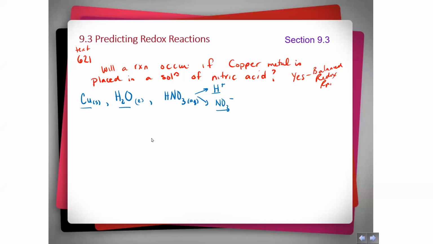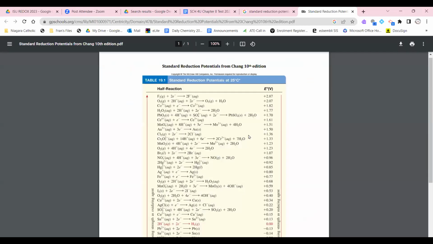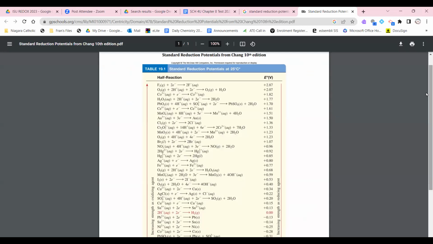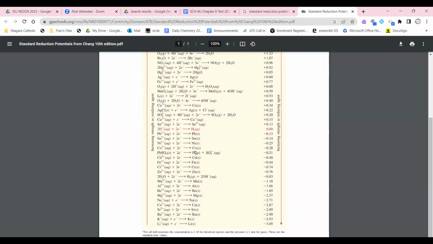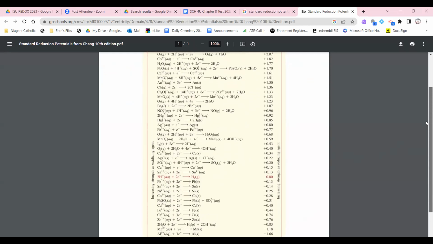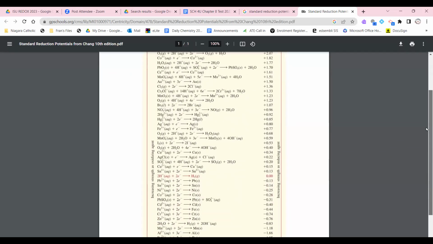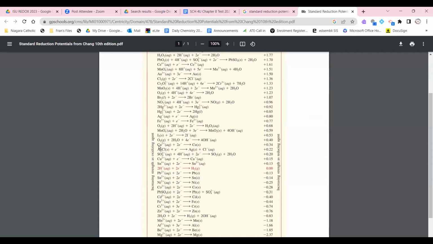Okay, so you have to look up all of these entities on a standard reduction potential table. I have one. If you have a look, you have that orange sheet. It looks kind of like this one. I actually couldn't pull up the exact one. So we're going to find copper solid. You're going to find copper solid way down here. Of course, I can't find it now. Oh, here it is. So copper solid is right here.